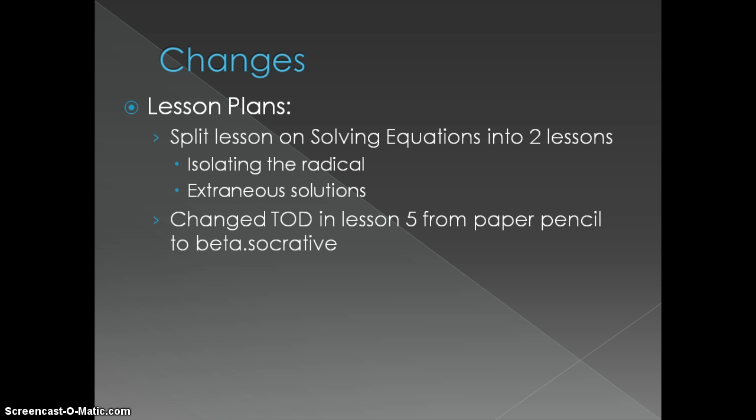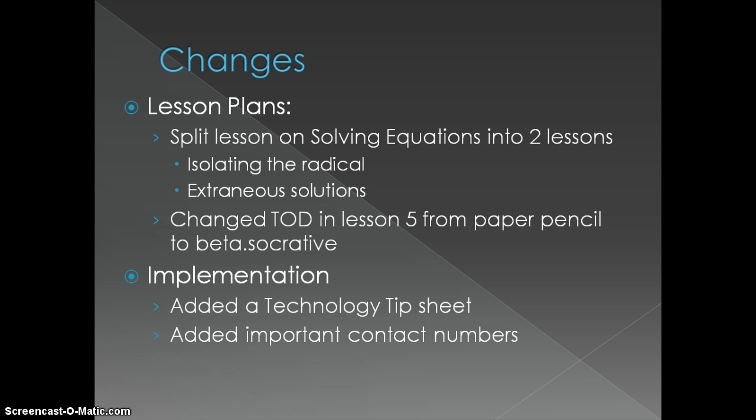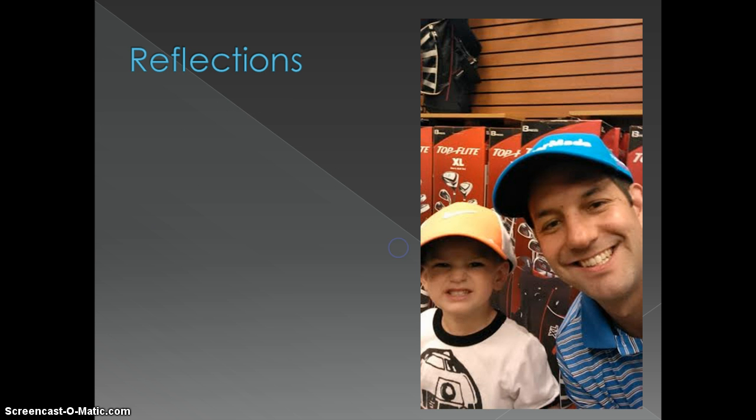Changes. Lesson plan: split one of the lessons into 2 lessons. It was the equations one. Change the ticket out the door in lesson 5 from paper and pencil to Beta Socrative. Implementation: added a technology sheet for any subs, like how to log into all these sites and how to use them. Added important contact numbers: the librarian for the iPad stuff and basic technology questions, and then my technology partner across the hall, contact information for him so he can come in and help with anything. And then the evaluation: added that survey. There's a copy of it in the final paper.